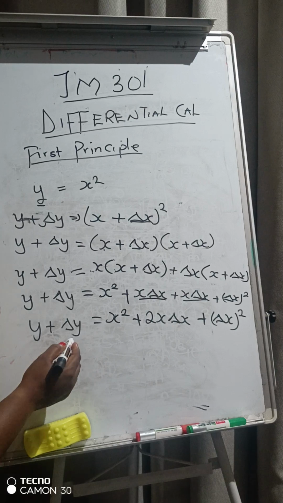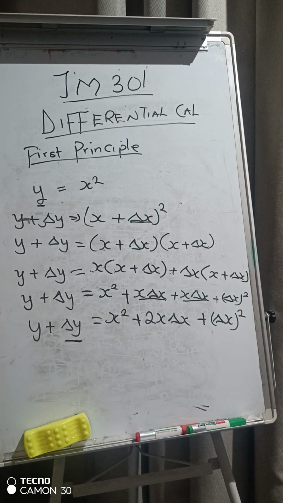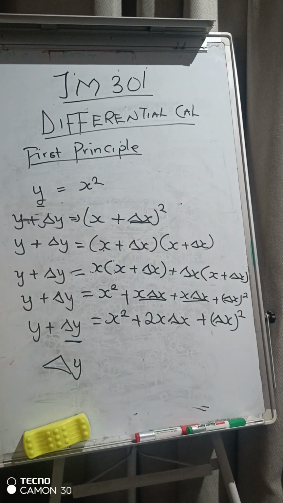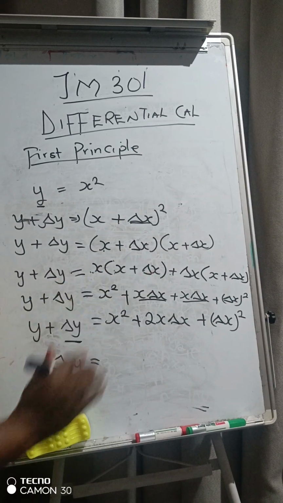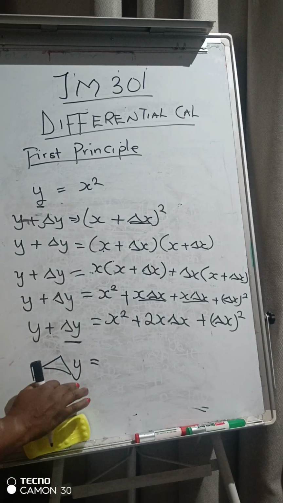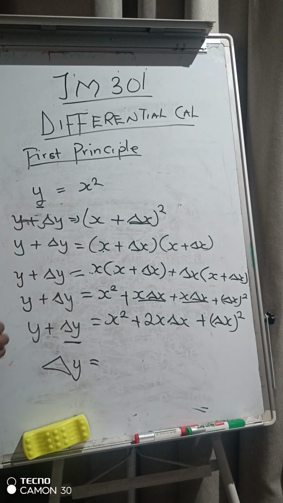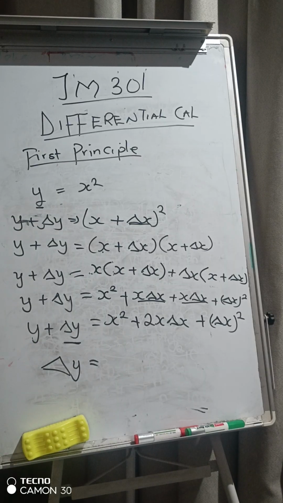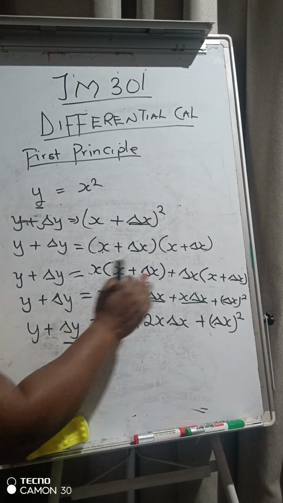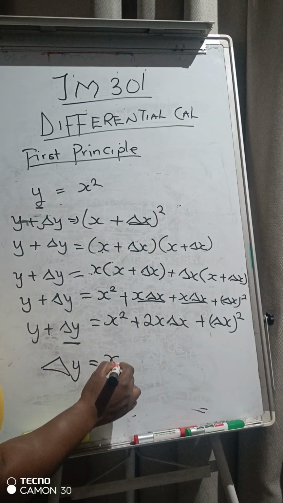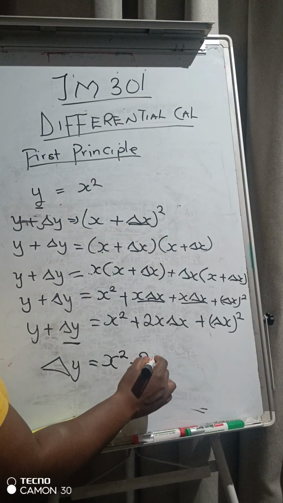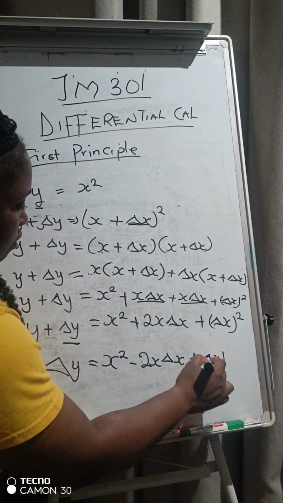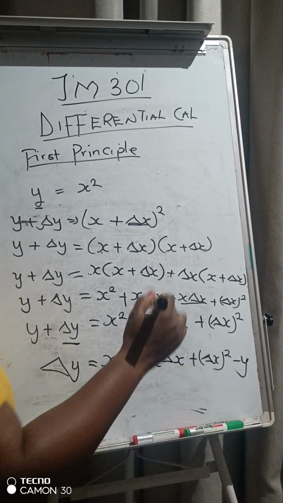And that impact on y is what we call the change in y. It therefore means that we are only interested in knowing about the change in y. So take y to that side. We are not interested in y, we already know what it is. If y was 3, it means y is still 3. We are only interested in knowing that change. Therefore, you take y to the other side, and this is going to be x squared minus 2x change in x plus change in x all squared minus y.